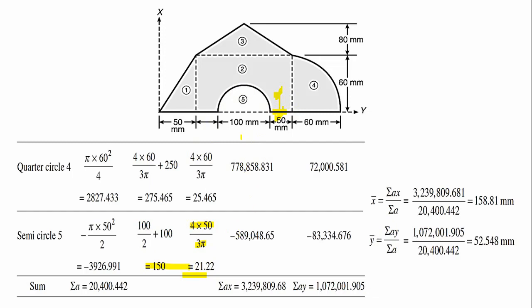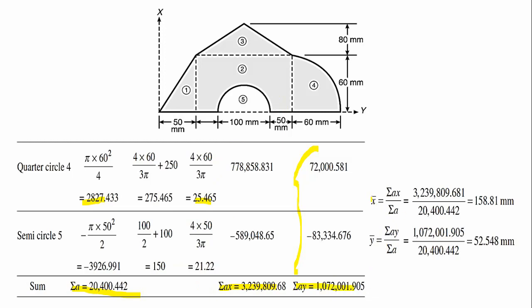Then next, you have to multiply a into x. This is a, this is x. You will get this column. Next is a into y. This is a, this is y. Then next you have to do the summation of total area, summation of ax, summation of ay.